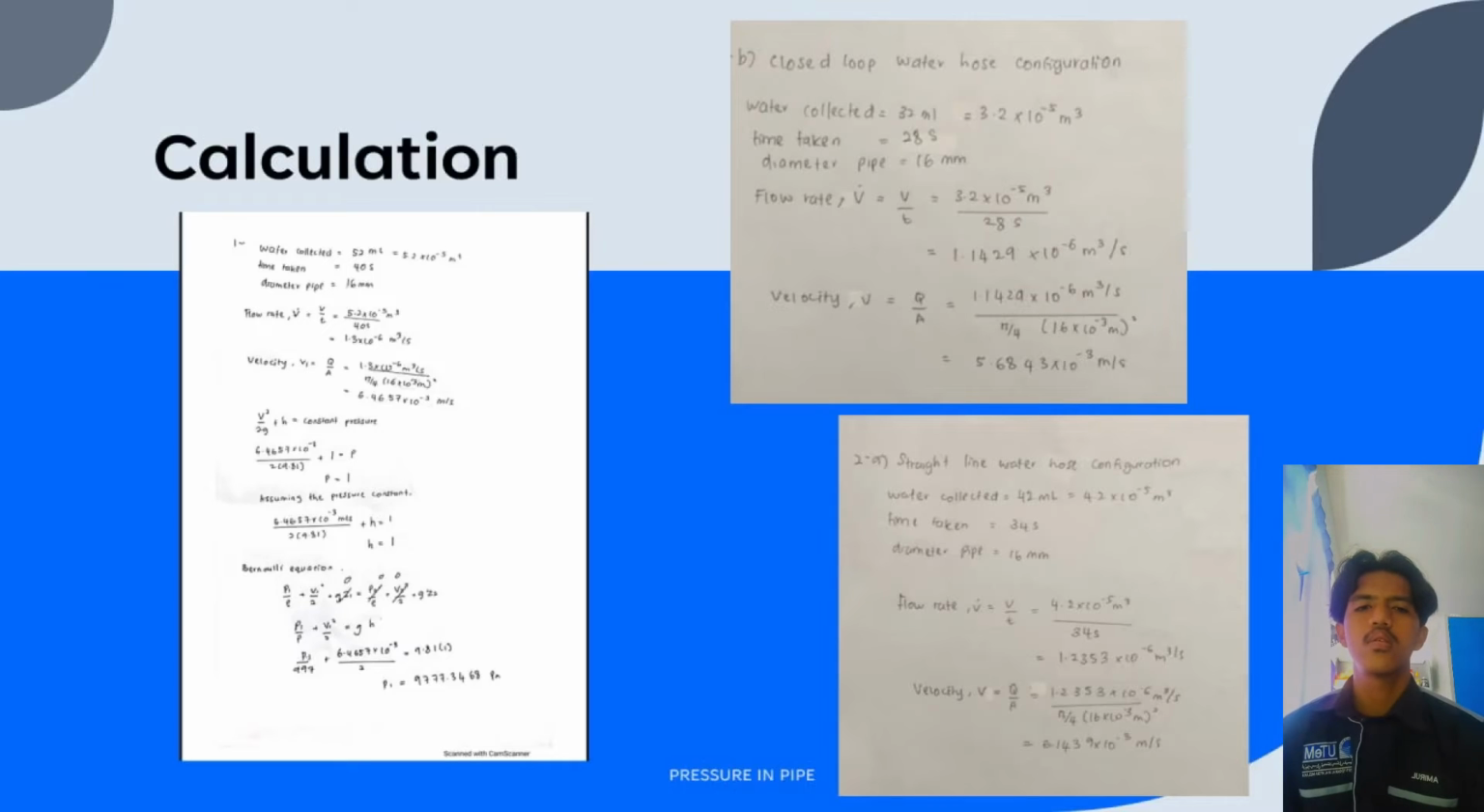And lastly, for the closed loop water hose configuration, we get the water collected is 32 millimeter and the time taken is 28 seconds. So the flow rate that we get is 1.1429 exponent negative 6 meter cube per second, and the velocity is 5.6843 exponent negative 3 meter per second. So that's all from me. Thank you.